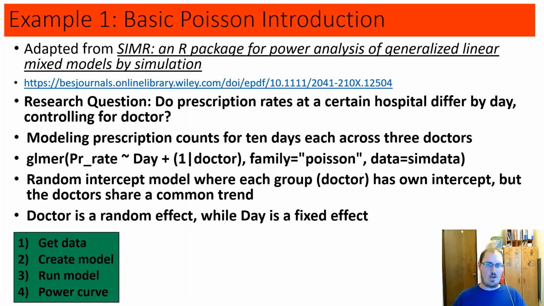So, example 1, a basic Poisson introduction. It's adapted from this paper on the simr package. You can actually get it here. It's really great. The only difference is that I changed some of the variable names to kind of have a narrative.